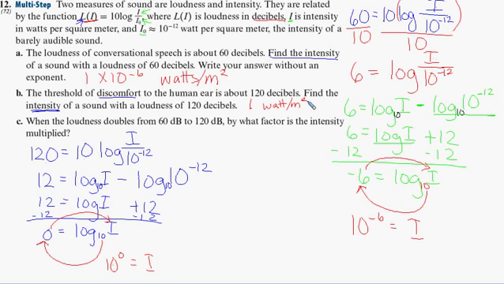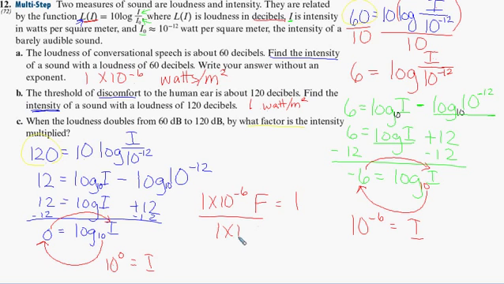Interesting, huh? Okay, so when the loudness doubles from 60 to 120, look, it started out at 60, and then our new loudness was 120, so it doubled. Now C is asking, by what factor is the intensity multiplied? So the intensity went from 1 times 10 to the negative 6 to 1, okay? So what it's asking is when it goes from this to this, what is it multiplied by? So let's set it up like this. 1 times 10 to the negative 6 times what factor? Let's call it F for factor, right? Equals 1.